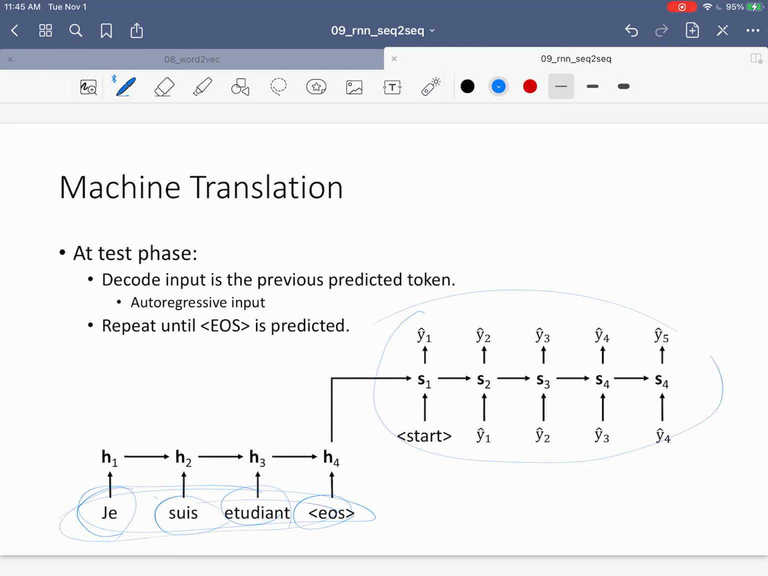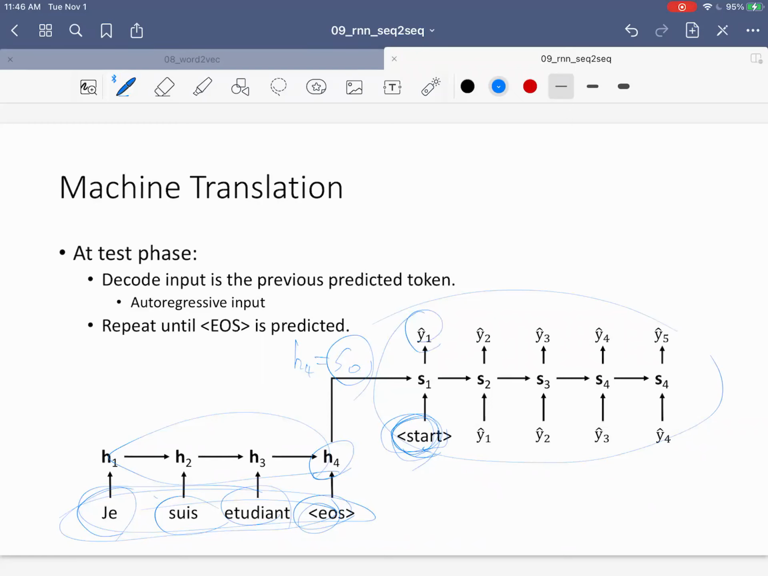So you put your Je suis étudiant end of sentence into your encoder. So you have H4. And what happens then? You copy paste your H4 as your S0, and then you put your start. Well, you know that you have to put your start as an input, right? So that much you know. So using your RNN decoder, you put your start with your S0 as your initial hidden layer. You try to predict Y1 hat.